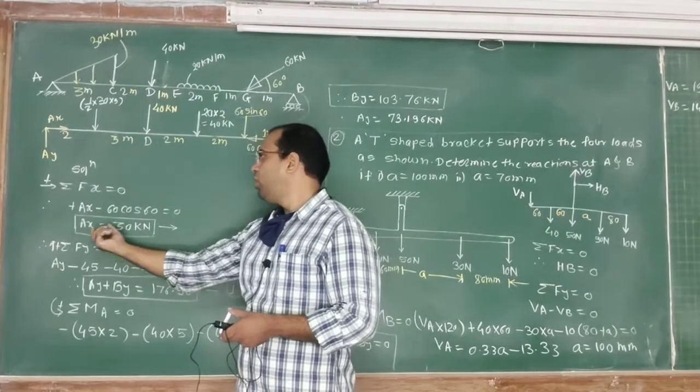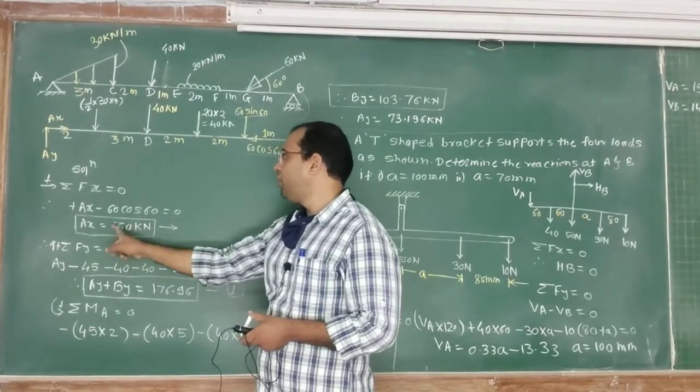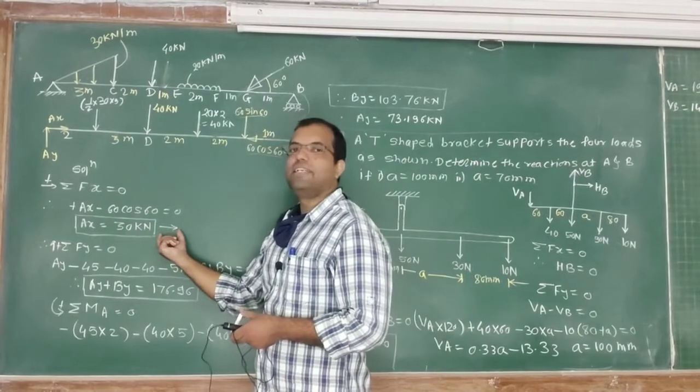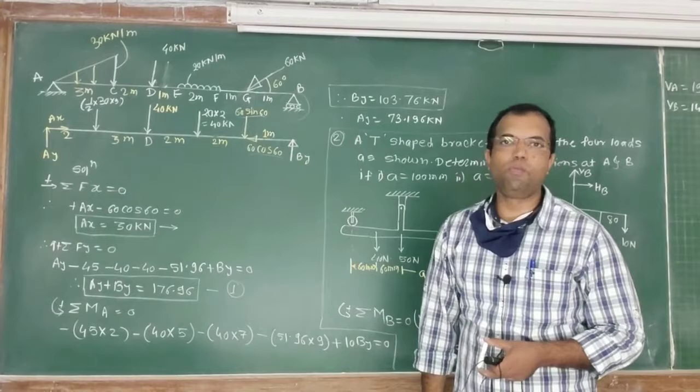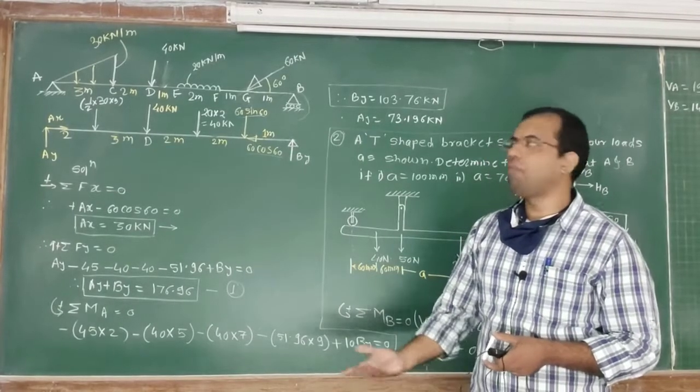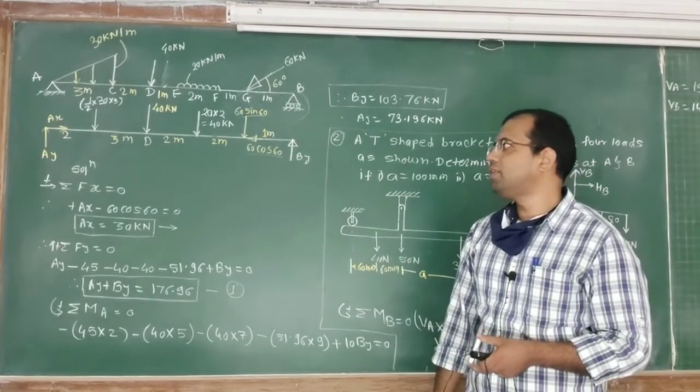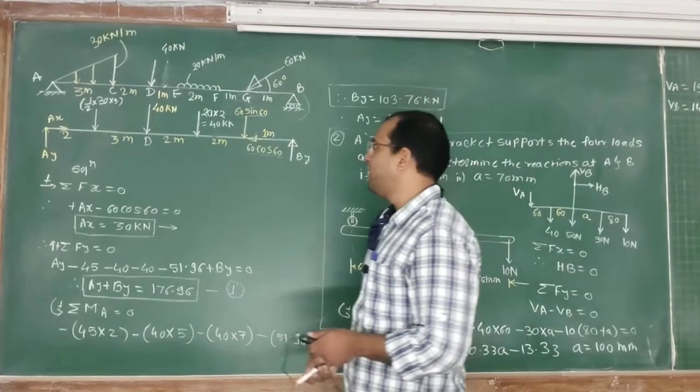So you will get the value of Ax as 30 kilonewton, and your answer is positive. So the assumed direction is correct. Next, summation of Fy is equal to 0, means summation of all forces in y direction we have to consider. So what are the forces in y direction?